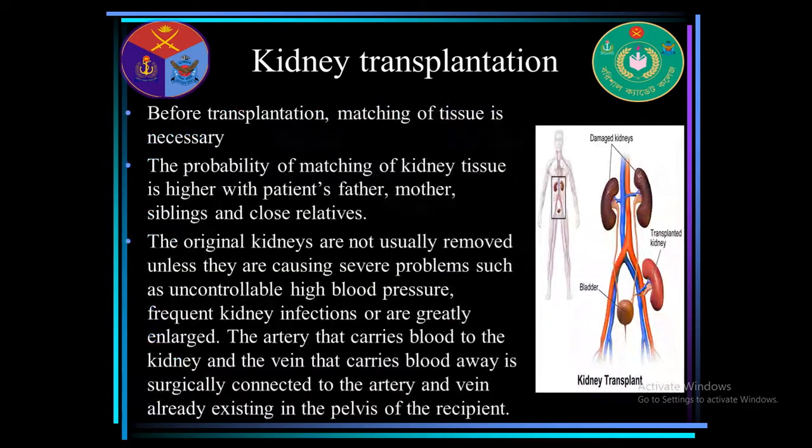Before transplantation, matching of tissue is necessary. The probability of matching of kidney tissue is higher with the patient's father, mother, siblings, and close relatives. The original kidneys are not usually removed unless they are causing severe problems such as uncontrollable high blood pressure, frequent kidney infections, or are greatly enlarged. The artery that carries blood to the kidney and the vein that carries blood away are surgically connected to the artery and vein already existing in the pelvis of the recipient.